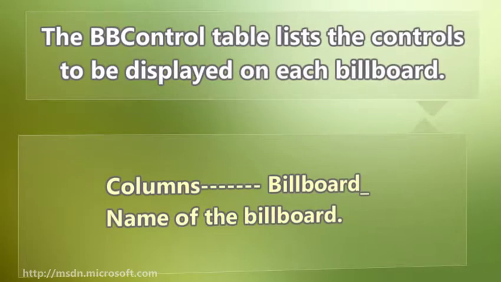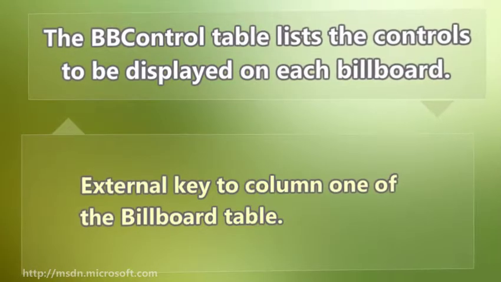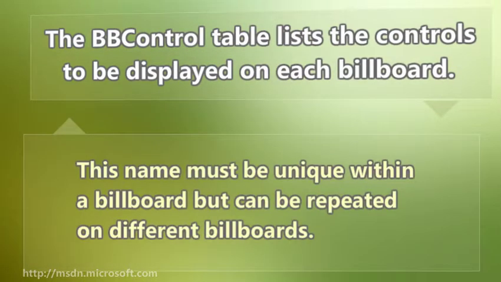Columns: Billboard, name of the billboard. External key to column 1 of the Billboard table. BBControl, name of the control. This name must be unique within a billboard but can be repeated on different billboards.